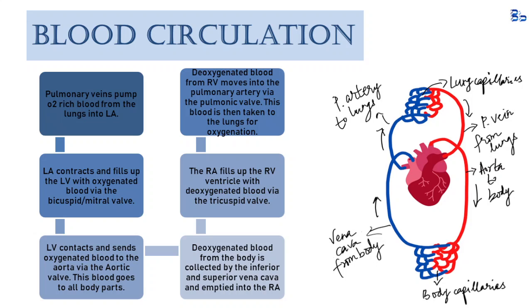Now, once the right ventricle has completely filled up with the deoxygenated blood, it is going to contract and send the blood to the pulmonary artery via the pulmonic valve. Now, the pulmonary artery will carry the deoxygenated blood back to the lungs where it will wait to get reoxygenated again. So, this completes one cycle of blood circulation.